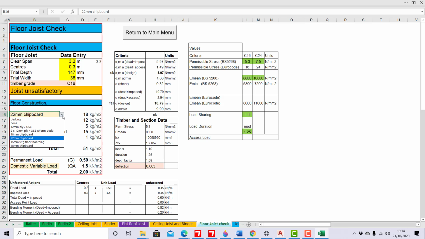There's times you can put. Let's just, for argument's sake, take the plasterboard off. Look, I've put 12mm decking on instead of 22, and I've taken the plasterboard off, and the joists are okay. So these are the kind of variations that can make a difference. Obviously they were unrealistic variations, but sometimes changing it from 22mm chipboard where it's failed to 18mm and it passes.